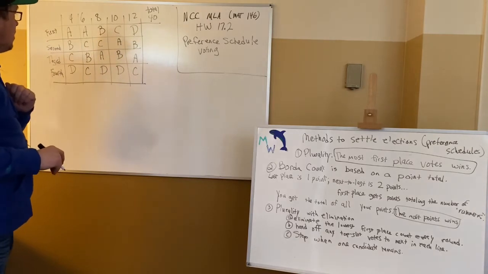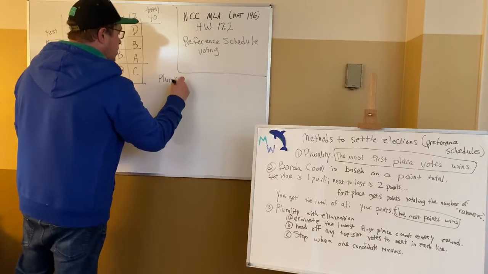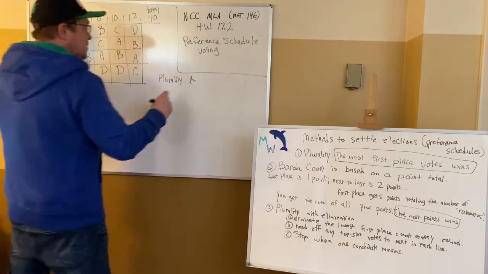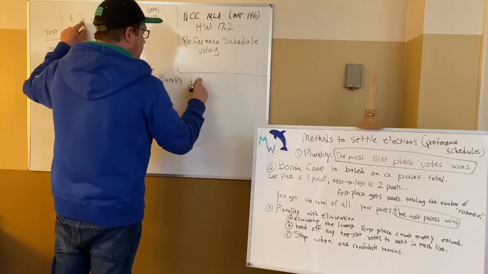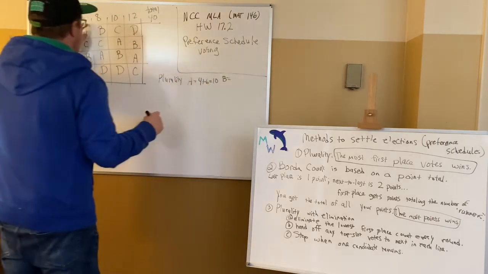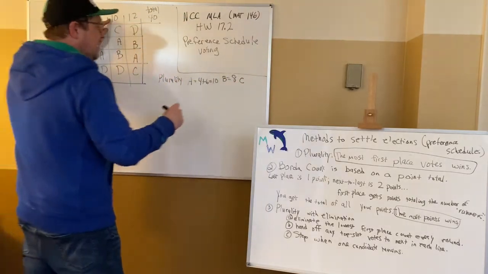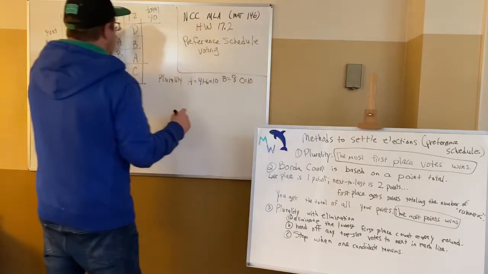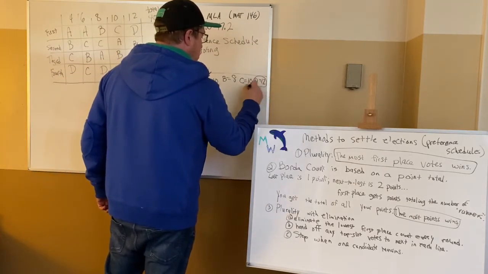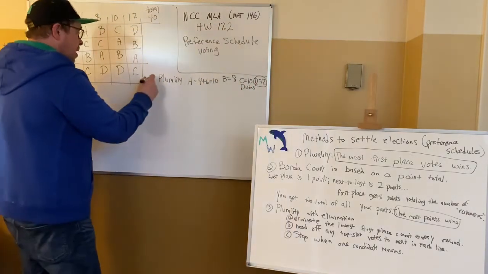Here's what's going to happen now. I want to go for plurality. That's where A is going to get 4 and 6. It won 4 votes and 6 for a total of 10. B, just 8. C, just these 10. And D, just these 12. D wins the plurality.